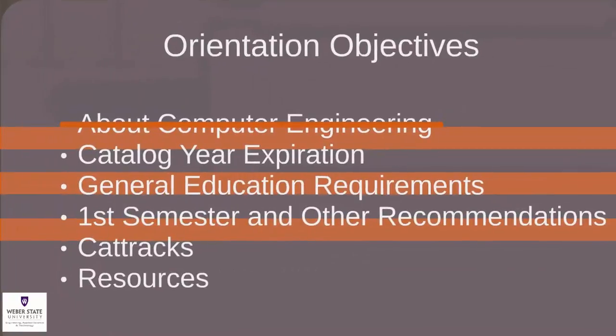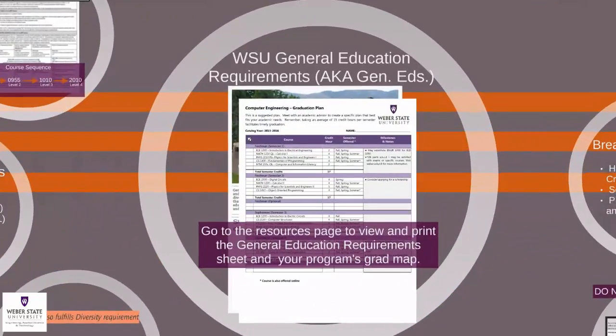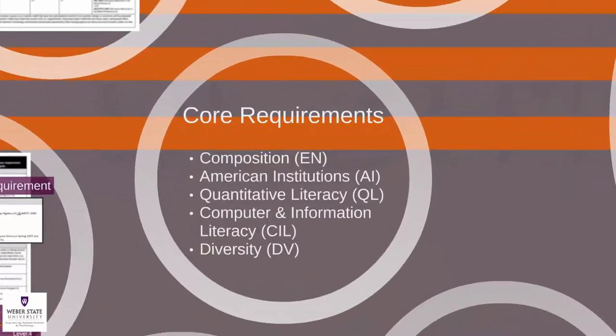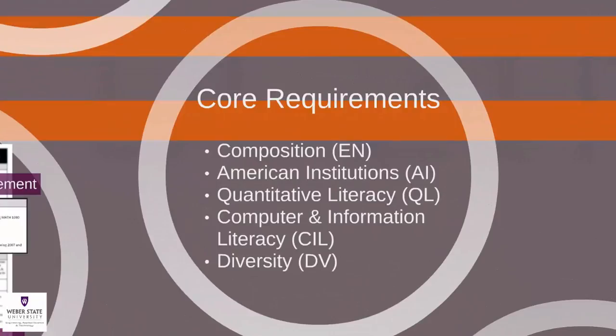In order to follow along with this presentation, print the General Education brochure from the Resources page if you have not already done so. General Education is broken up into 2 parts, the core requirements and the breadth requirements. We will begin by discussing the core requirements. The core requirements include English, American institutions, quantitative literacy, computer information literacy, and diversity.